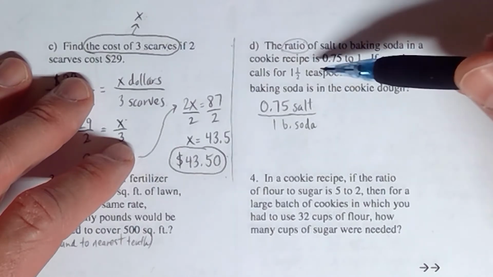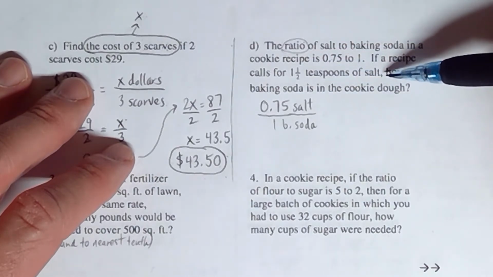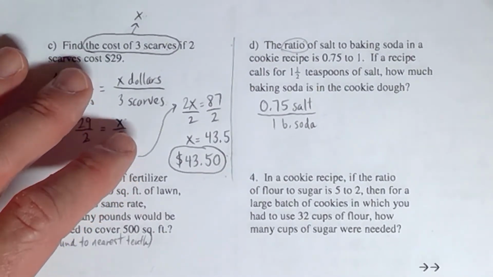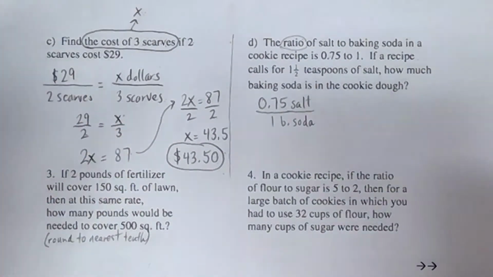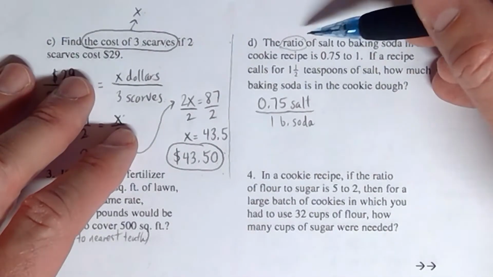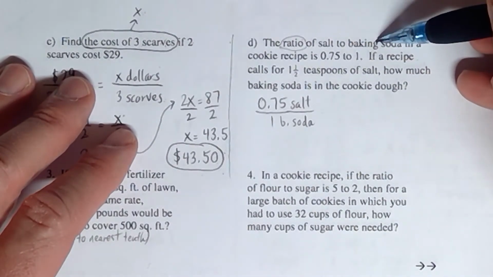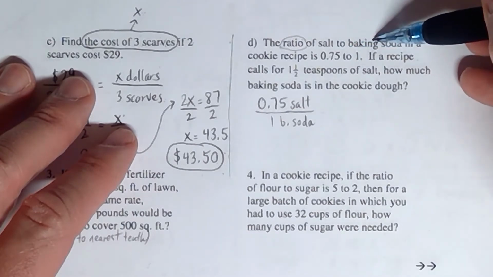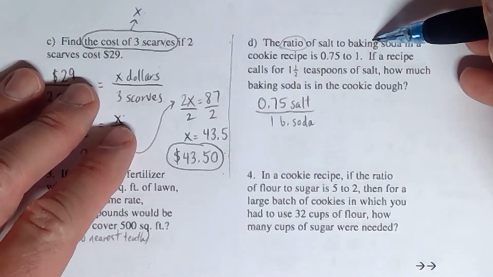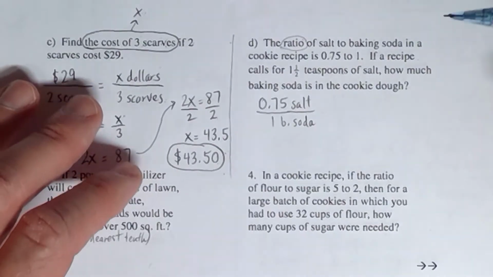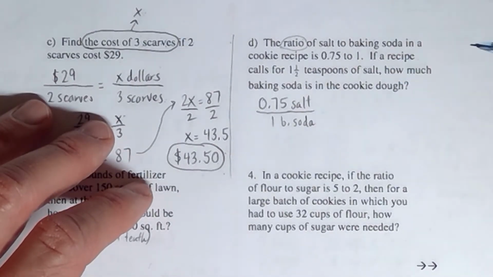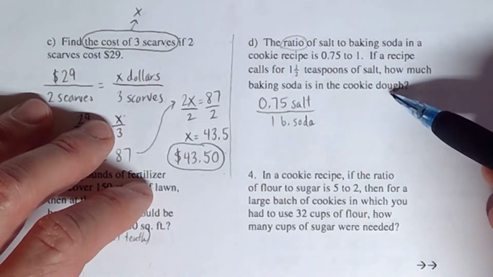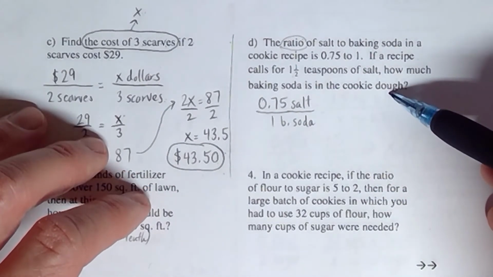It says, if a recipe calls for 1.5 teaspoons of salt, see, now they are using a measurement, how much baking soda is in the cookie dough? Okay, notice here, and this is what we need to remember. If they give you a ratio of two different things, in this case, salt to baking soda, and then they mention in the next sentence, hey, we've got this much salt, now how much baking soda would also go in it with the salt?